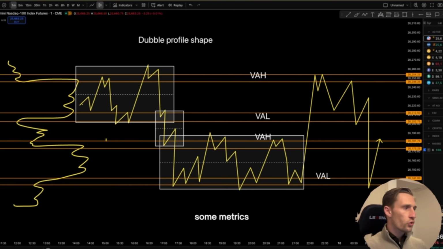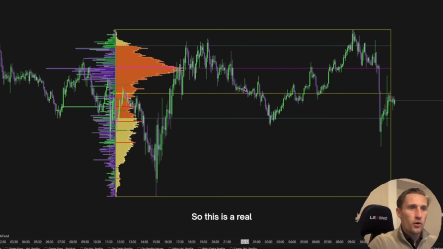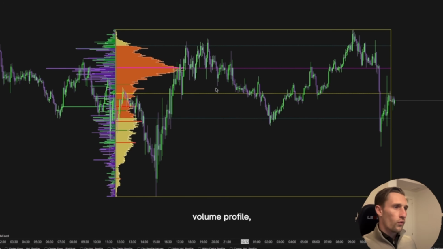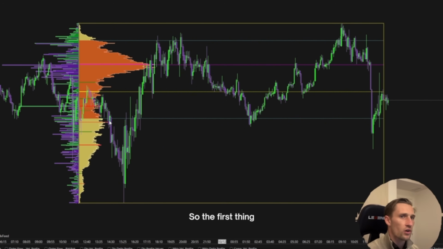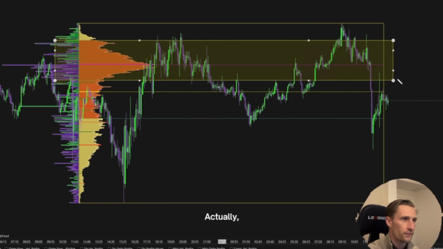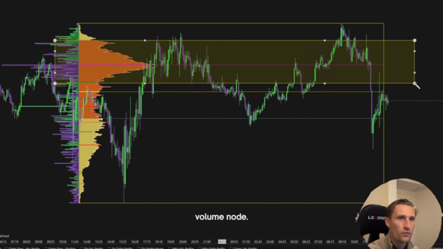So then I want to show you some metrics in a real volume profile. So let's have a look in Deepcharts. So this is a real volume profile, and we have a lot more data here than in my drawings, but let's just have a look at what we can see in here. So the first thing that we see is that we have a pretty high volume node over here. Actually, this is the first high volume node.